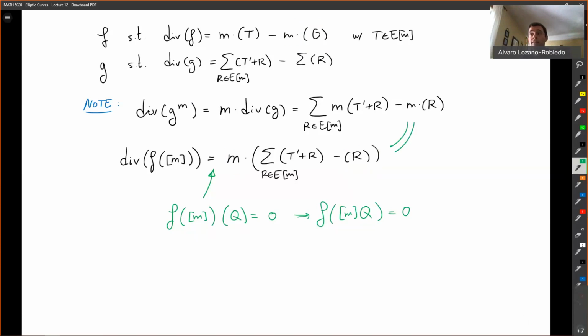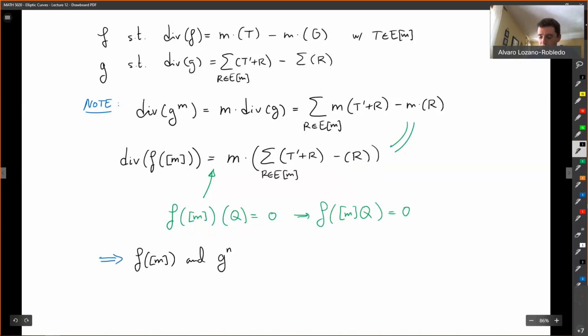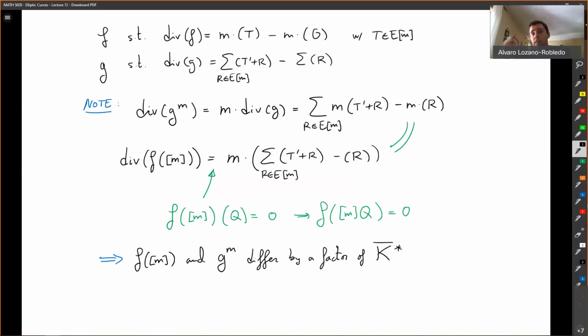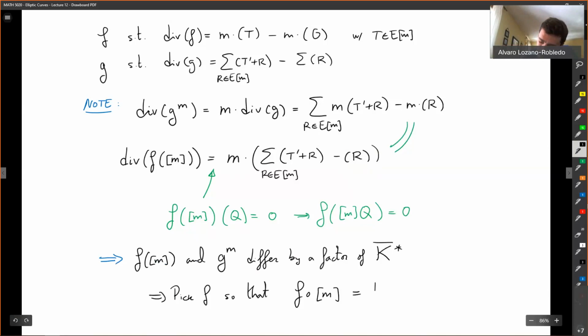What does this mean? That means that if they have the same divisor, two functions with the same divisor differ by a constant. Okay, so this implies that F composed with M and G to the Mth power differ by a factor of something in K star. Okay, so that says that F composed with M is lambda times G to the M. So might as well change F by that constant so they are equal. So I can pick F so that F composed with M is precisely G to the Mth power.